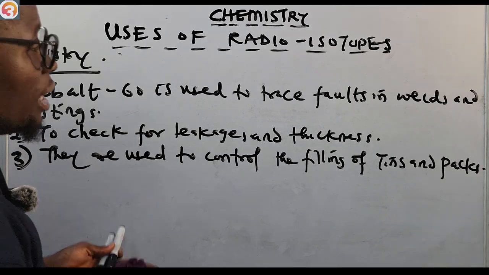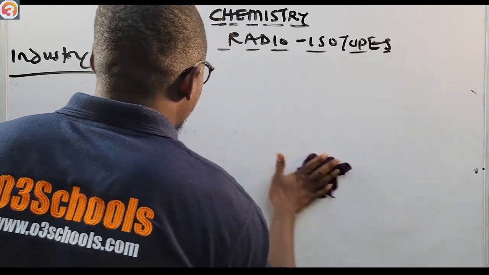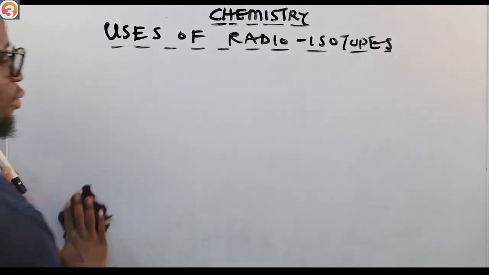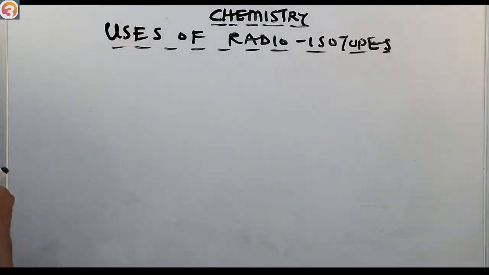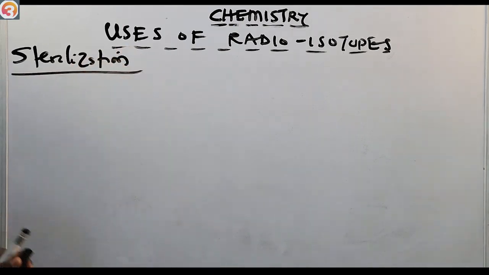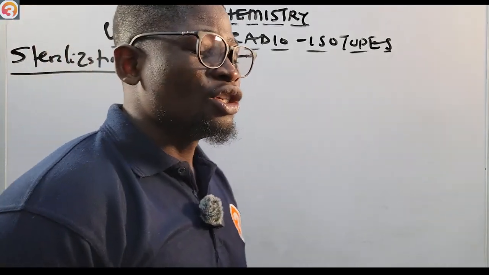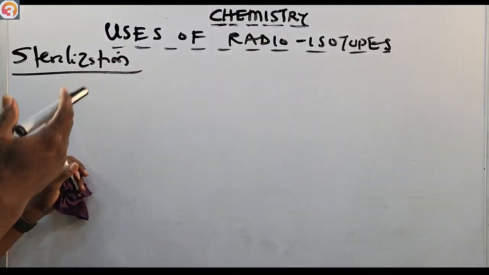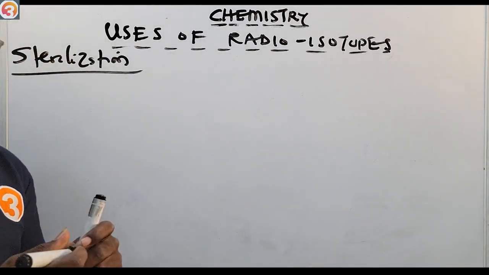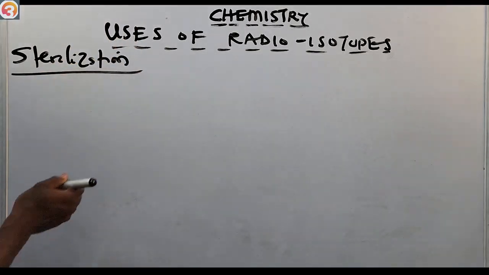Likewise, we now go to another field, sterilization. Another use of radioisotopes is in sterilization. For example, surgical instruments that may contain contaminants. We can use radioisotopes to sterilize those instruments, so that contaminants will be removed from them. So in sterilization, surgical instruments can be made sterile.